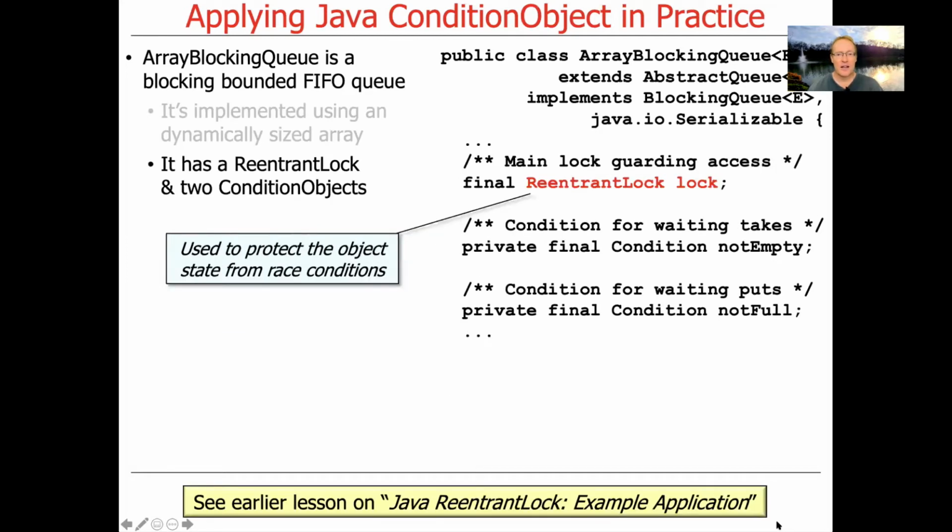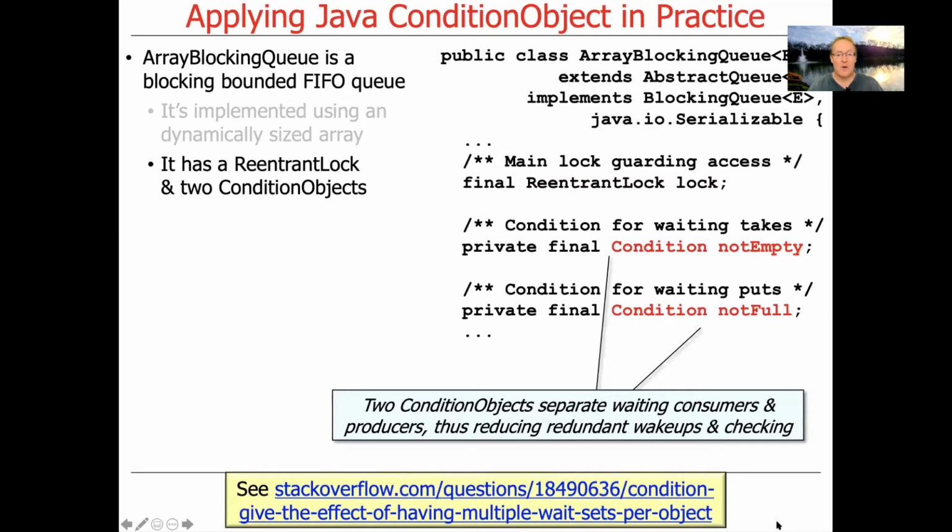Now, last time we talked about this particular class, we only focused on the reentrant lock. In that case, we used the reentrant lock in order to protect the state of the class, which we just looked at, from race conditions. I'm assuming that you're familiar with that, or if you need a refresher, just go back and watch the application example for reentrant lock.